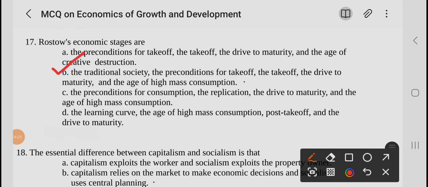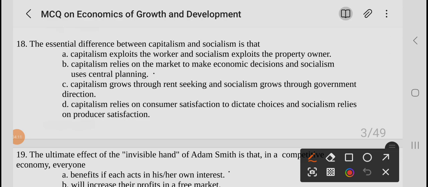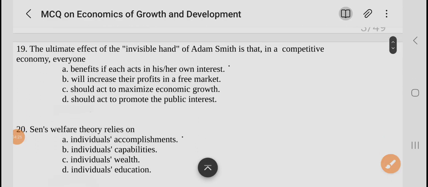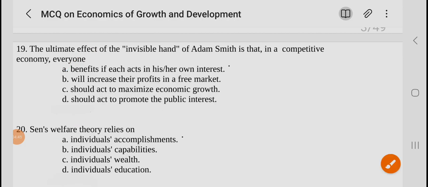So answer is B. The essential difference between capitalism and socialism is that capitalism relies on the market to make economic decisions and socialism uses central planning. So answer is B. Next one, the ultimate effect of the invisible hand of Adam Smith is that in a competitive economy, everyone benefits if each acts in his or her own interest. Say's welfare theory relies on individuals' accomplishments.